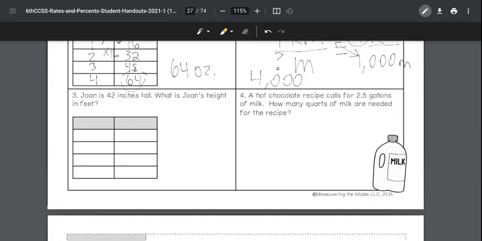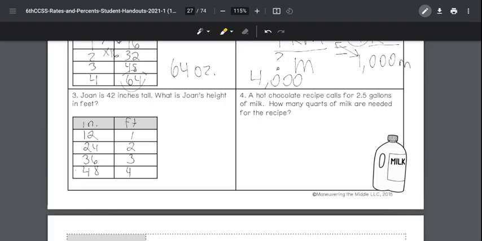Joan is 42 inches tall. What is Joan's height in feet? I know my relationship between feet and inches is if I have 1 foot, I have 12 inches. 2 feet, 24 inches. 3 feet, 36 inches. 4 feet, 48 inches.